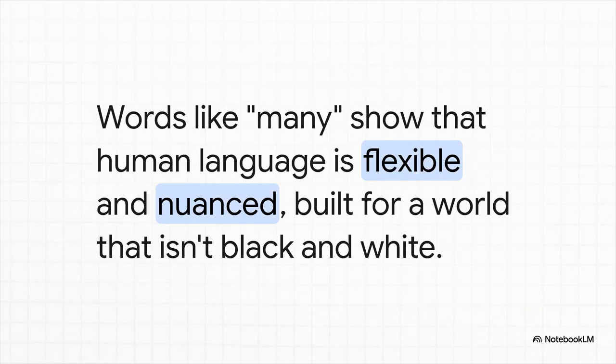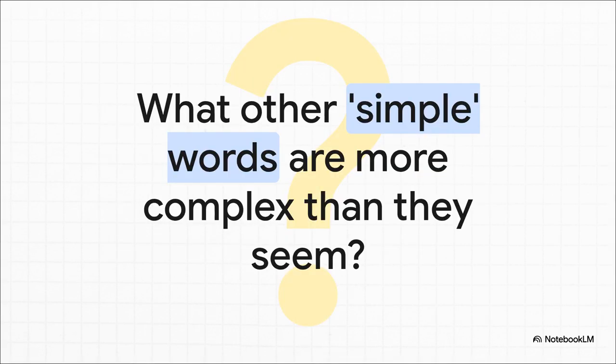And that's why words like many are so important. They show us that human language is incredibly flexible, it's nuanced, and it's built for a world that just isn't black and white. So when we study these problem words, what we're really seeing is the incredible sophistication of our own minds. These words aren't bugs in the system, they're features. They're designed precisely for the complex reality we live in. And it really leaves you wondering, doesn't it? If a word as simple as many can hold this much complexity, what other amazing enigmas are just hiding in the words we use every single day, waiting to be discovered?